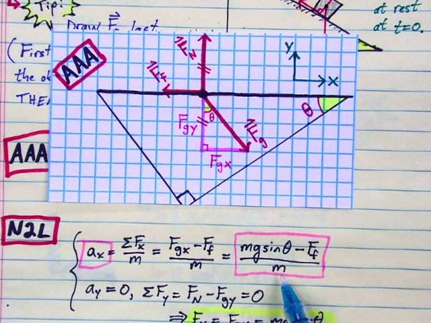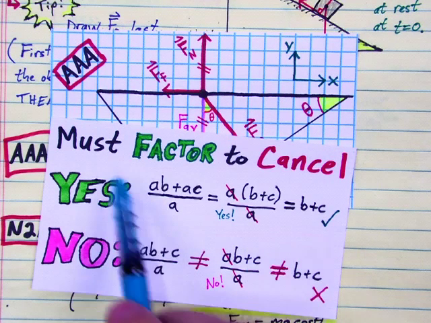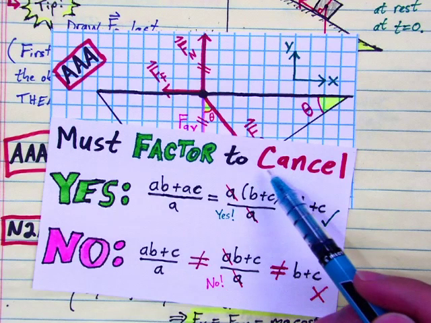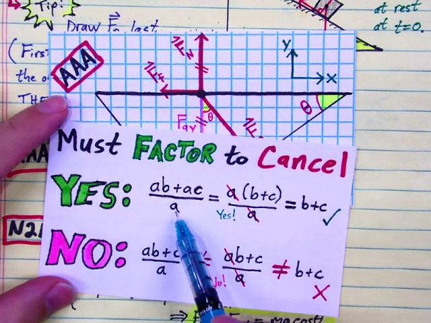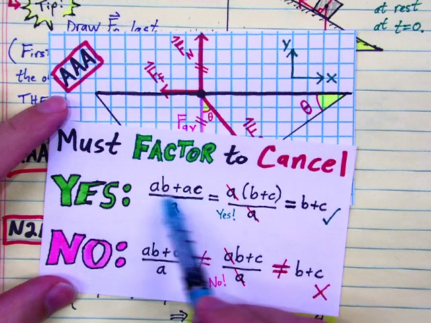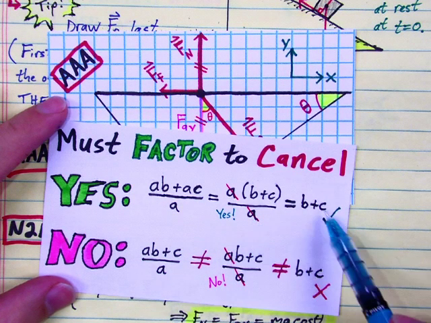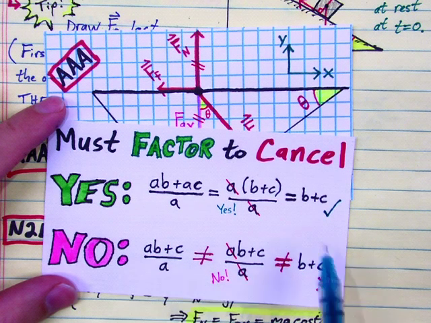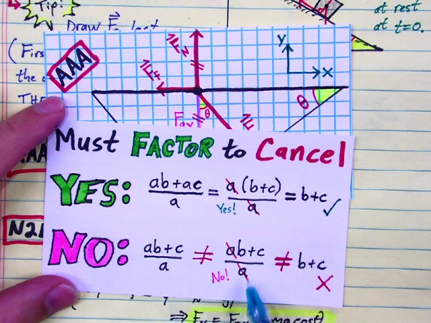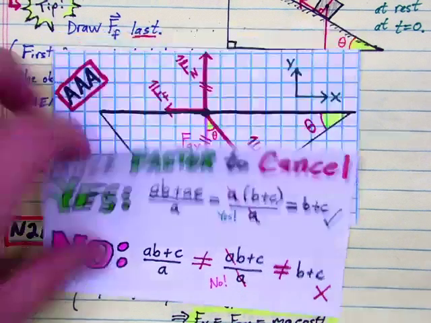There's an m and an m, so there can be a temptation to try and cancel them. But you must be able to factor an expression before you're able to cancel. So, for example here, if you have ab plus ac over a, I can factor out an a from both terms in the numerator, and if I can factor it out, then I can cancel that a with the a in the denominator, all good. However, if we've got an expression like this, where there's an a here in front of the b, but not with the c, there's no a to factor out, then I cannot cancel those a's and cannot simplify this expression to this. This is incorrect.